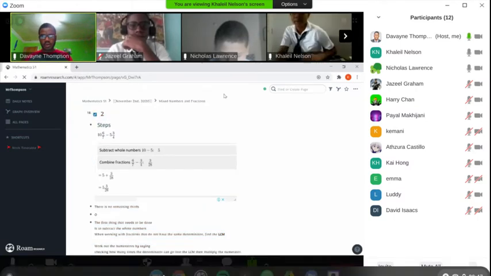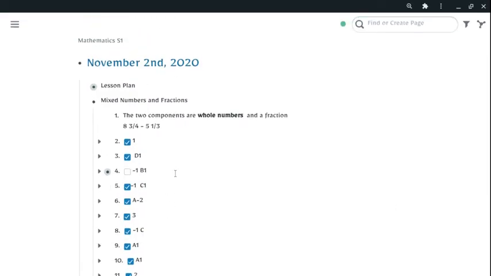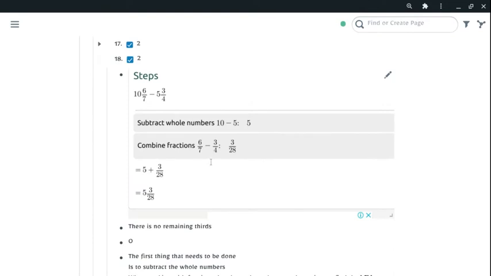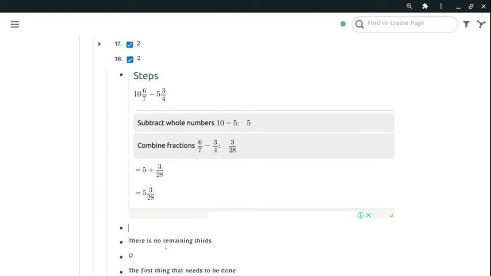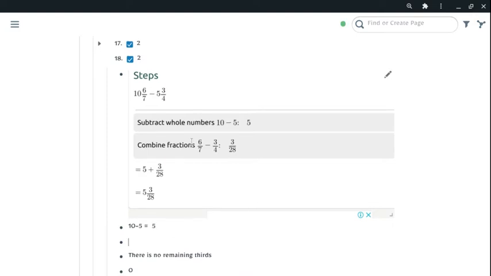Thank you. Okay. So now we're going to go through this question. Following the same steps that we just did, what is the first thing we do? We subtract the whole numbers, correct? Yes. So the whole numbers: 10 minus 5, which is equal to 5. The next step now is to combine the fractions. And what's the operation between the fractions? Is it addition, subtraction, multiplication? Subtraction. Good.